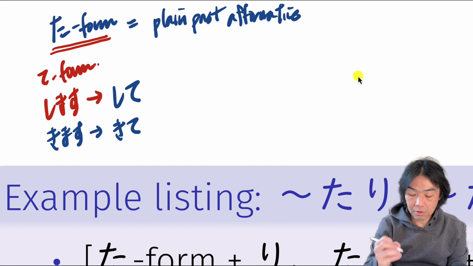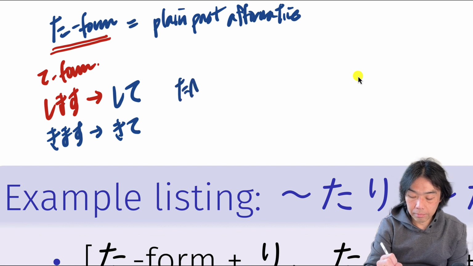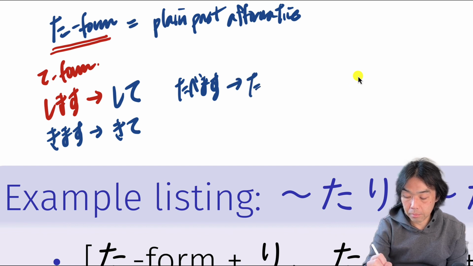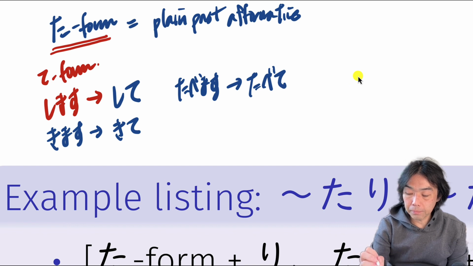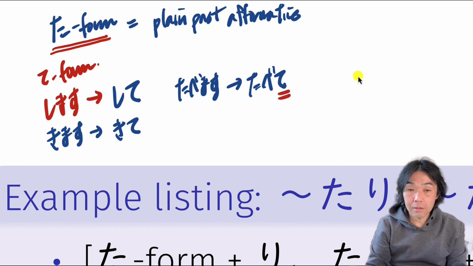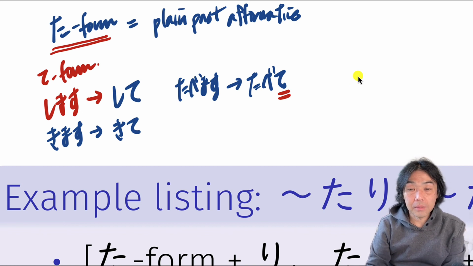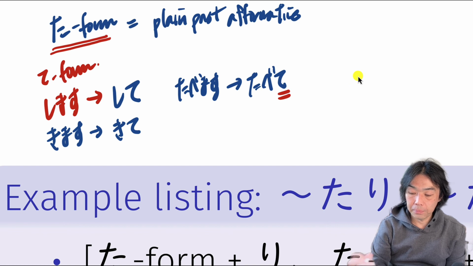Let's move on to the ru verb. Tabemasu. Te form is tabete. So basically you just add the te to the stem. So tabemasu becomes tabete. Mimasu becomes mite. Okimasu, okite. Akemasu, akete. Shimemasu, shimete. Okay. So stem plus te.